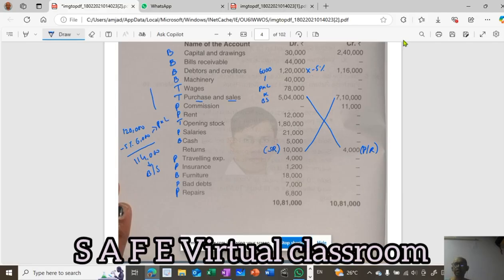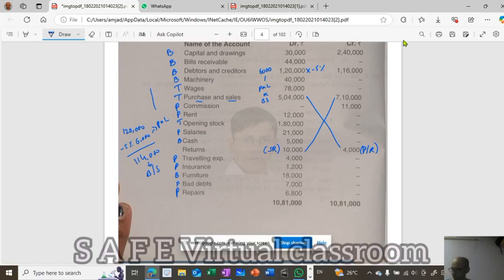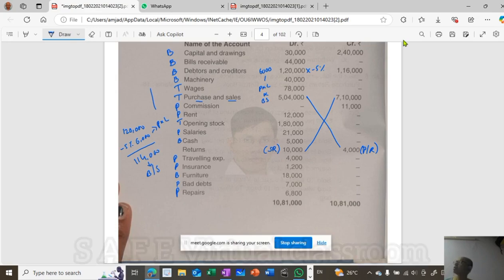See, 1,20,000's 5% is 6,000. So we are thinking that 6,000 worth of money will not come, which is a loss. Yes, it is a loss. So that's why it will come in profit and loss. 6,000 will come in profit and loss.